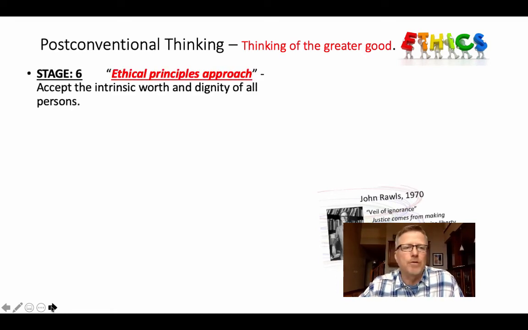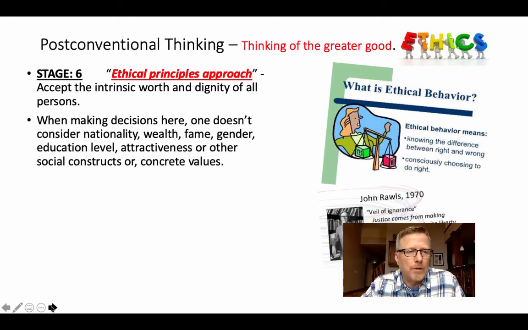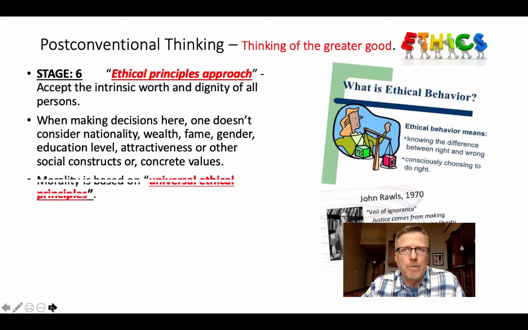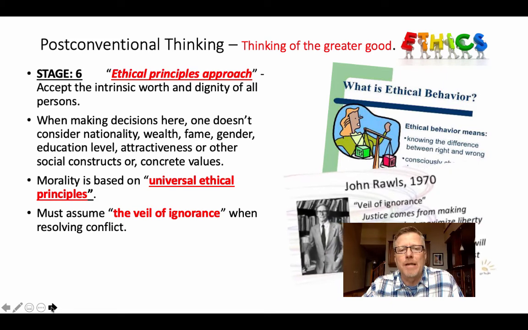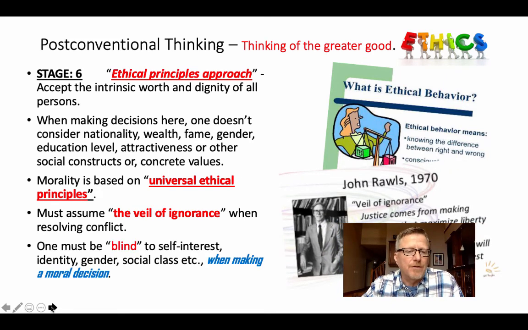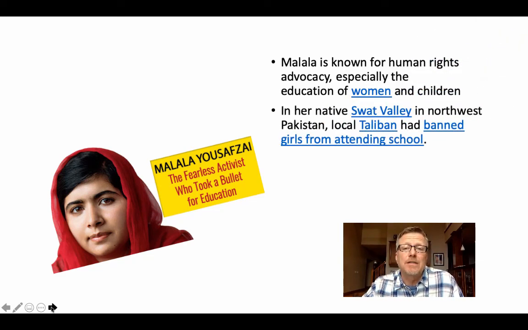So it's considered the ethical principles approach. You accept the dignity and intrinsic worth of all people. You probably dedicate your life to overcoming some social injustice, and this is where these people are often considered dangerous or misunderstood. When making decisions, one doesn't consider any of these factors I already mentioned. You have to make a decision that's so righteously just that it would benefit anybody. So it's a universal ethical principle. The veil of ignorance must be used to make a decision that's so ethical. You have to blind yourself to self-interest also. So you can't personally benefit. Everybody must benefit.